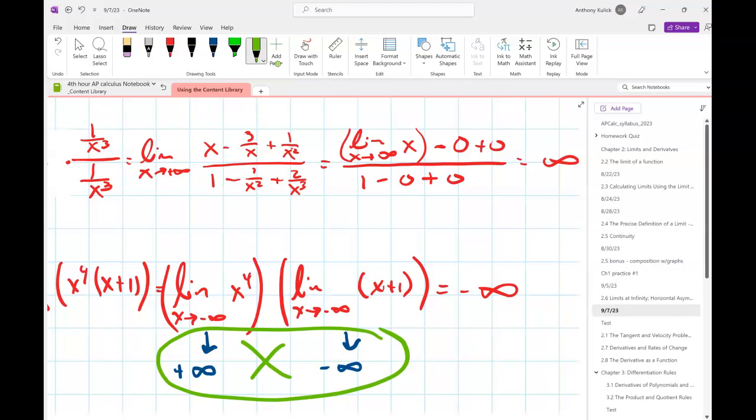But Chanel, can you do number 14, please? 14. Mm-hmm.